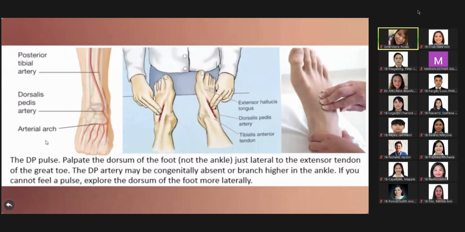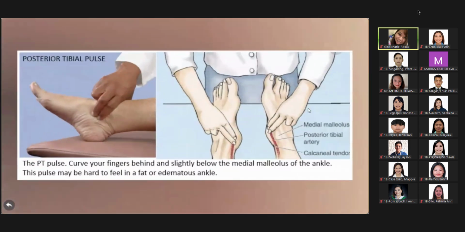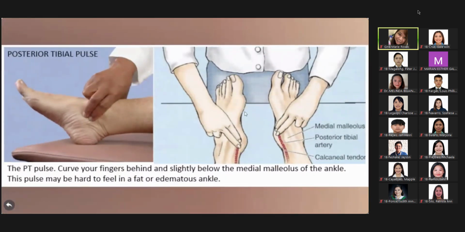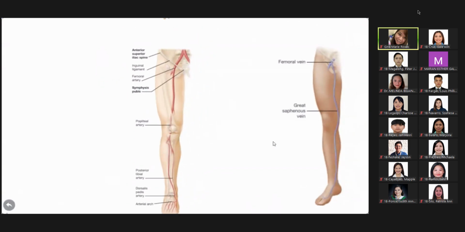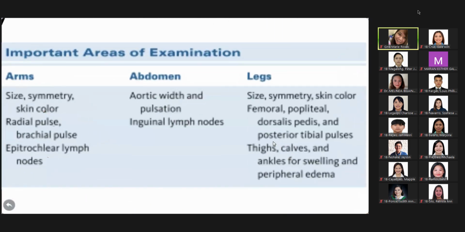Next is the dorsalis pedis artery. Palpate the dorsum of the foot, just lateral to the extensor tendon. This is the extensor tendon, but the pulse can be absent. You cannot feel a pulse on the dorsum of the foot more laterally. Next is the posterior tibial pulse, slightly below the medial malleolus of the ankle. We are already finished with the pulses.